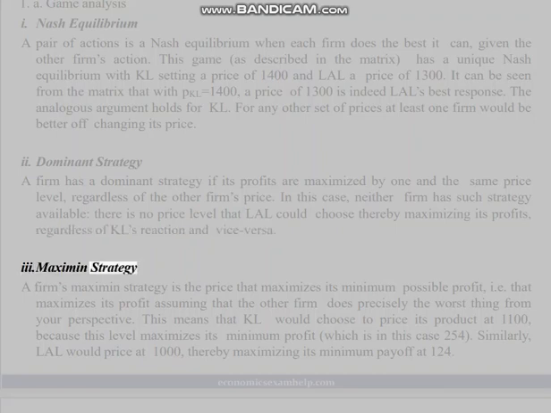3. Maximin strategy. A firm's maximin strategy is the price that maximizes its minimum possible profit, i.e. that maximizes its profit assuming that the other firm does precisely the worst thing from your perspective. This means that KL would choose to price its product at $1,100, because this level maximizes its minimum profit, which is in this case $254. Similarly, LAL would price at $1,000, thereby maximizing its minimum payoff at $124.